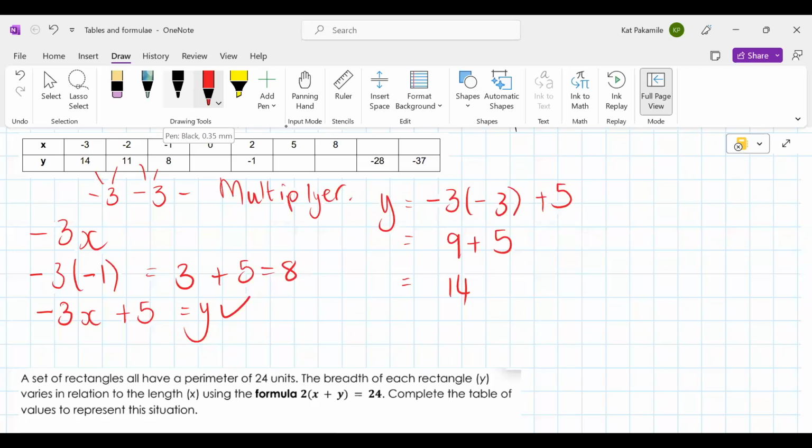Now let's fill in the rest of the table. I want my output for 0. So where do I substitute 0? In my x or in my y? In your x, ma'am. So it's going to be -3 times 0 plus 5. What's my answer going to be?